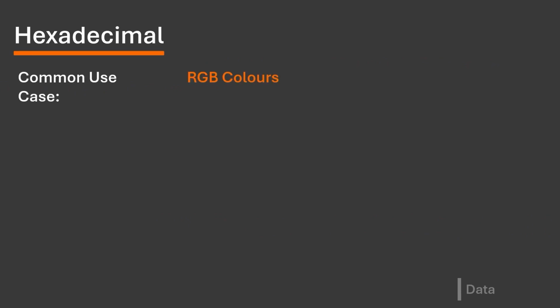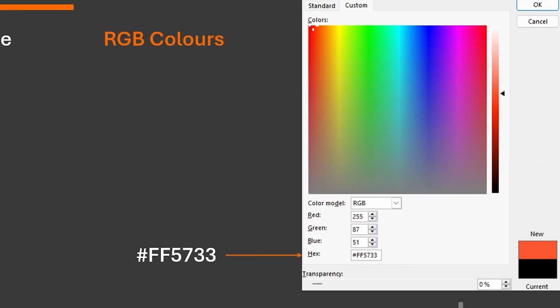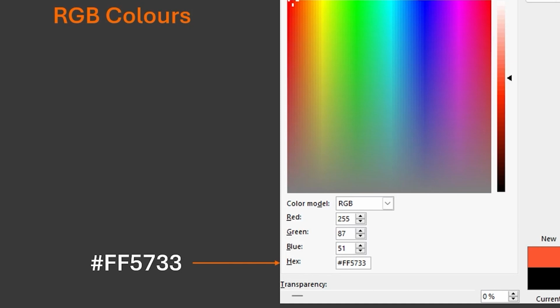One common use for hexadecimal is to define colors in web design and digital graphics. Take the hexadecimal color code #FF5733, which uses 6 characters to represent a color. The first 2 characters FF represent the red component, which is 255 in decimal, and the next 2 characters 57 represent the green component, which is 87 in decimal, and the last 2 characters represent the blue component, which is 51 in decimal. And note the hash sign at the start. It is used to indicate that the preceding number is written in hexadecimal format.